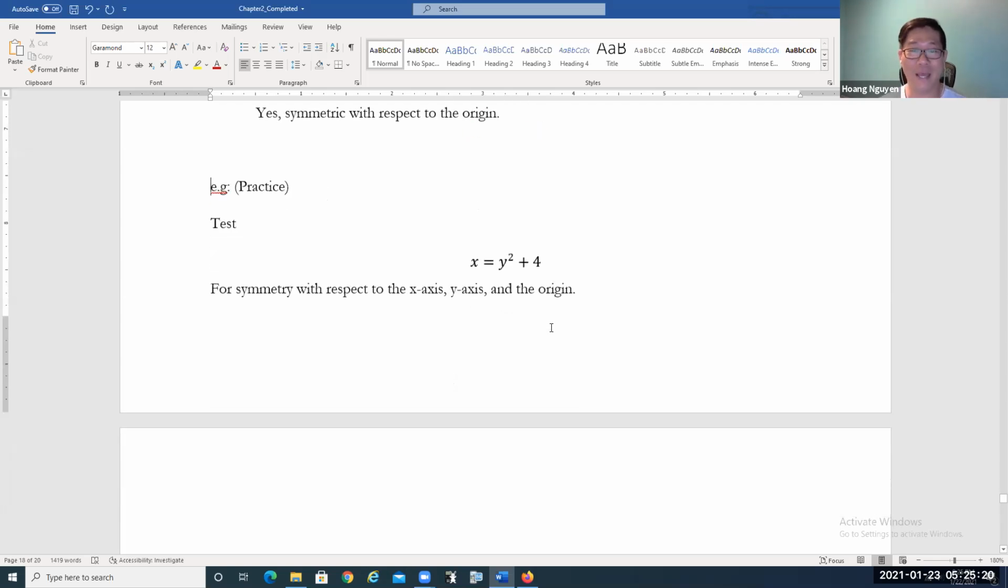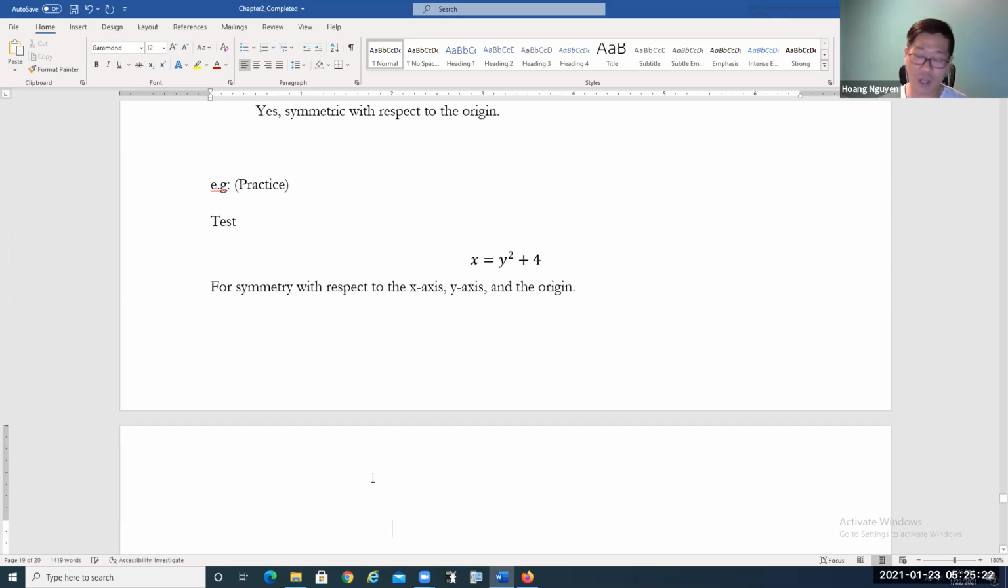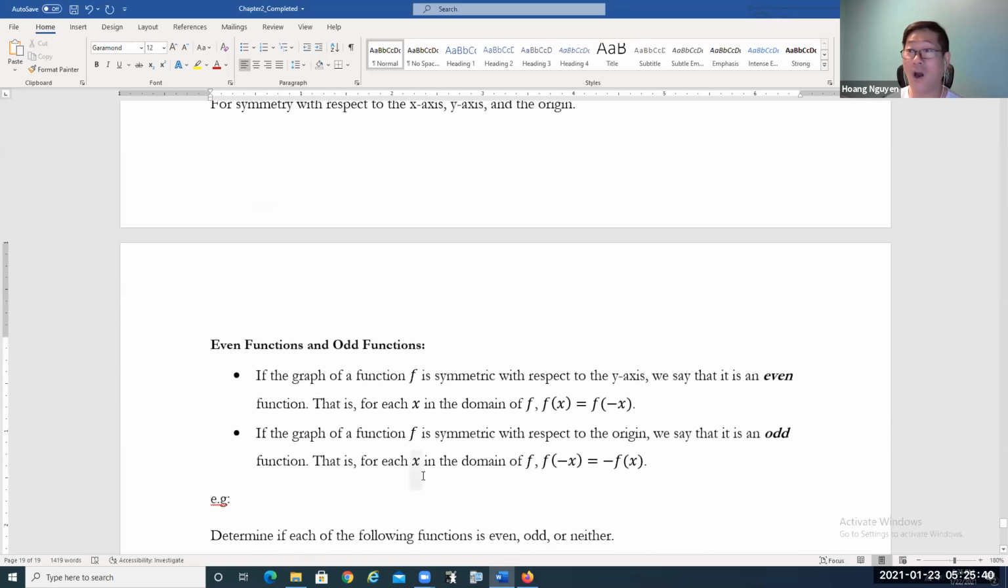Now, the next portion that we're going to talk about in this section 2.4, after we know how to determine if an equation is symmetric with respect to the x-axis, y-axis, or the origin, is even and odd functions. So even function and odd function. How can we know if a function is an even function and how can we know if a function is an odd function? Let's take a look at the definition.